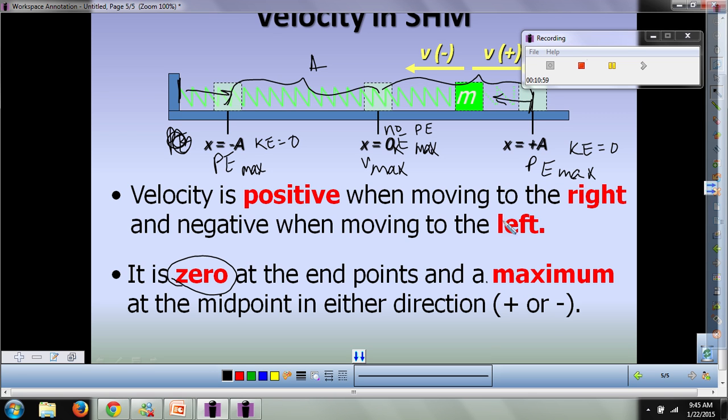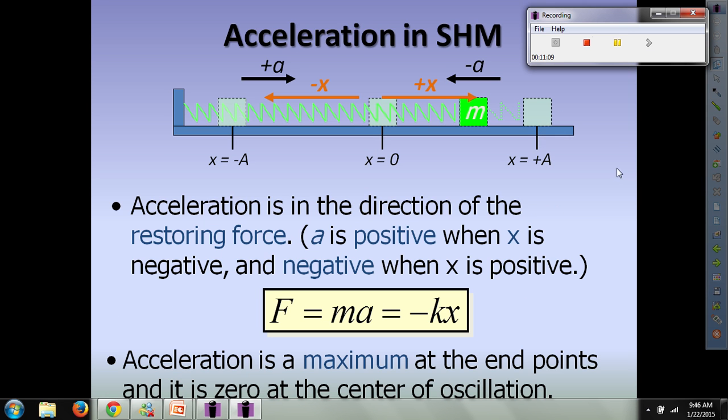And make note of that because it sure will be helpful in a little while. Okay, now we want to look at the acceleration. Well, you have to look at the force to figure out what's going on with the acceleration. Okay? So acceleration is in the direction of the restoring force. A is positive when x is negative and A is negative when x is positive.